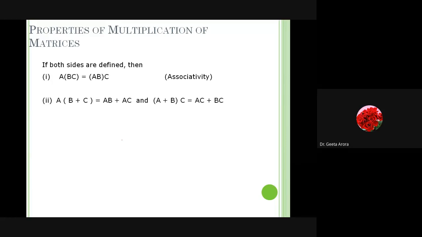The next property is distributive over addition. Multiplication is always distributive over addition. So we multiply A with the sum of matrices B plus C. If I add B plus C and then multiply with A, it is the same as finding the sum of AB and AC together. Similarly, if we have the sum A plus B multiplied by C, it is equal to the product AC plus the product BC.